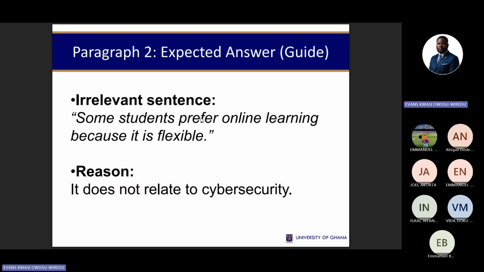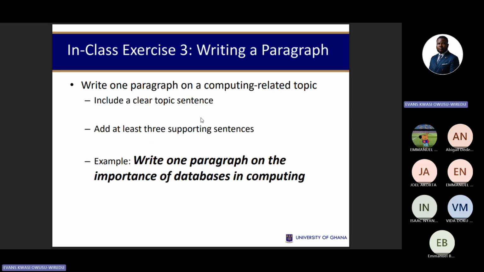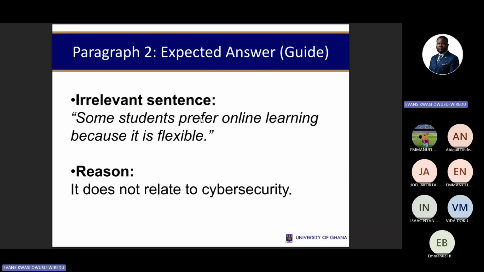Irrelevant sentence, reason: it does not relate to cybersecurity. So some students prefer online learning because it is flexible. It does not relate to cybersecurity, right? It's not about the topic sentence. So you should know this one. When something is talking about the topic sentence, and you see this sentence, you should know straight away.